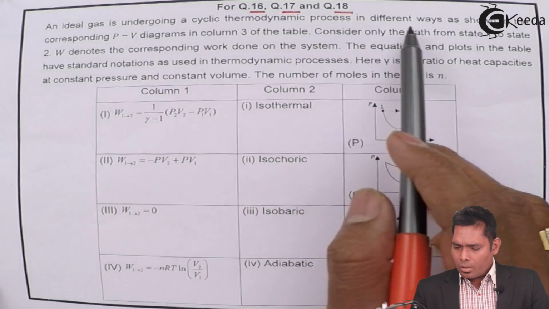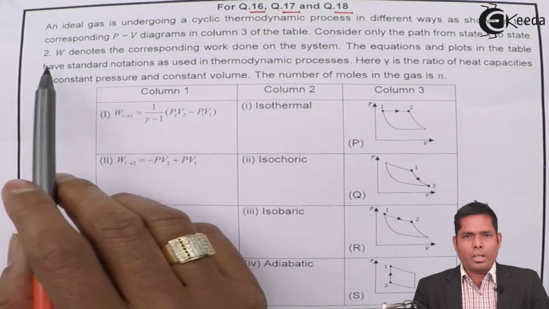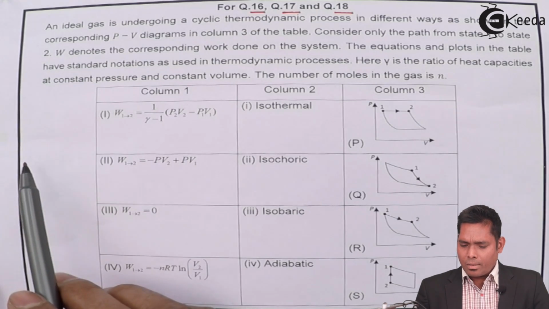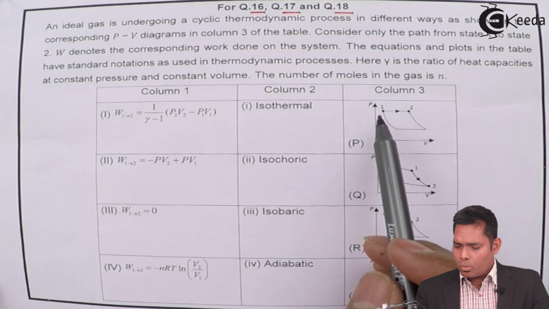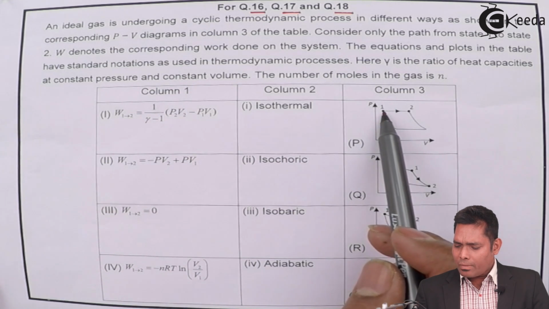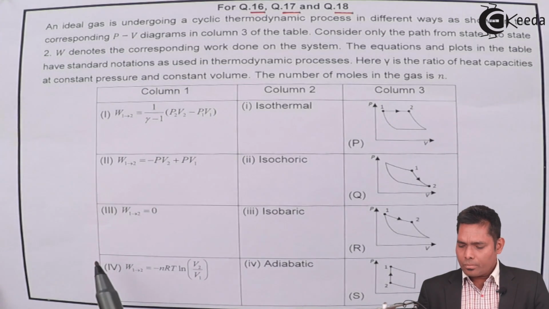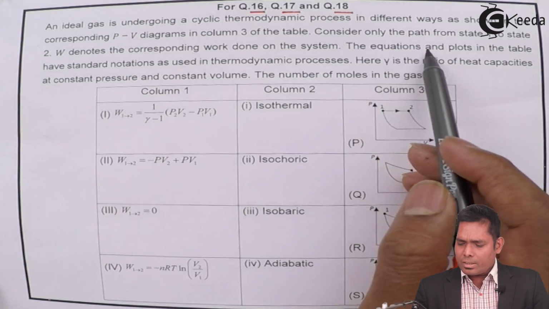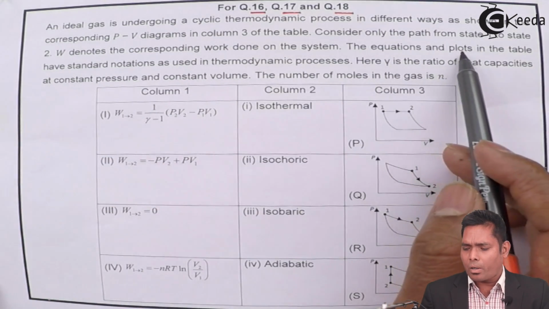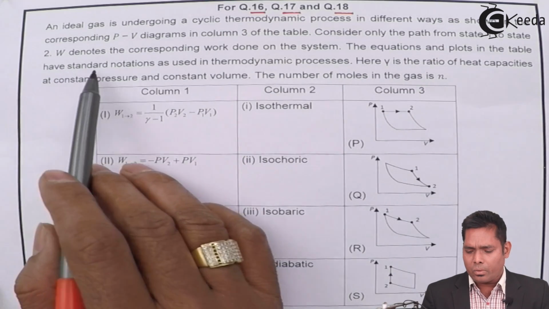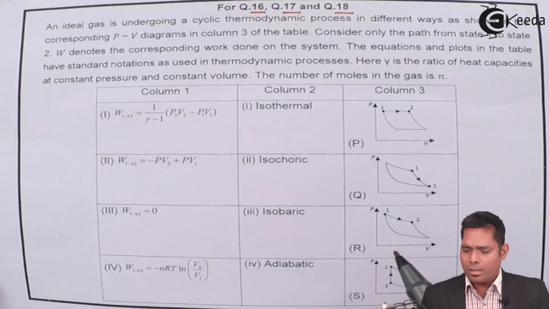Now consider only the path from state 1 to state 2. So we will consider only what is given in the diagram, 1 to 2, 1 to 2, 1 to 2. The equations and plots in the table have standard notations, as used in thermodynamic processes.